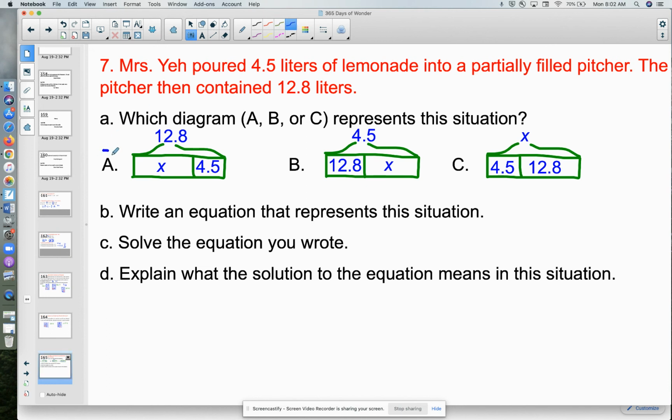Okay, the answer is A. The whole thing is 12.8. She poured 4.5. So we don't know what X is. Write an equation that represents this situation. So write how A would look like. Maybe something like 4.5 plus X equals 12.8. Something like that.